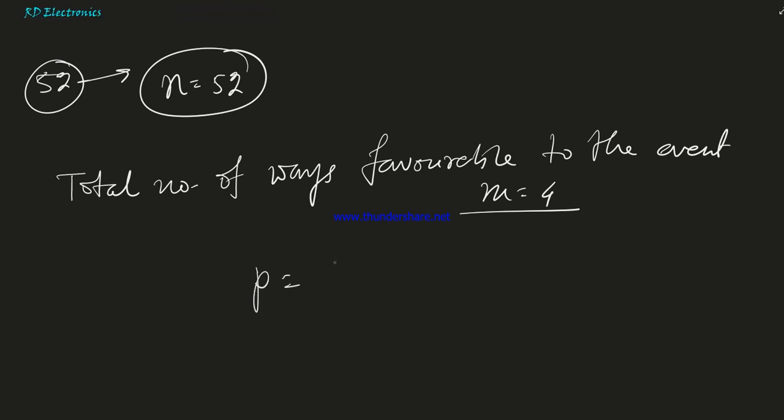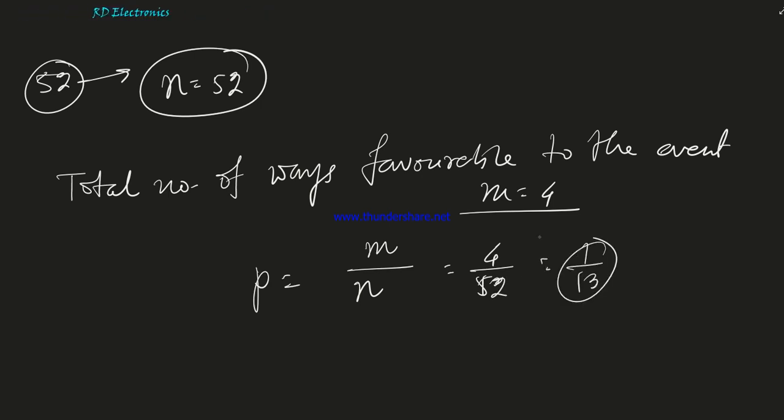Therefore the probability P equals the number of ways favorable to the event, m, over the total number of equally likely ways possible, n. That means 4 by 52, that means 1 by 13 is the probability of drawing a king from a pack of 52 cards. Next, a card is drawn at random from a well shuffled pack of 52 cards. Find the probability of getting the 2 of hearts or diamonds.